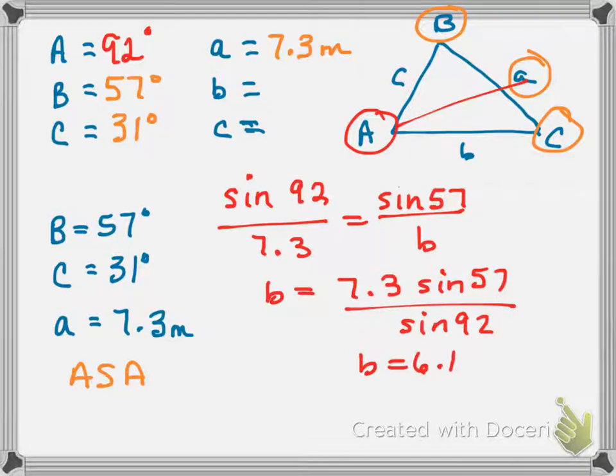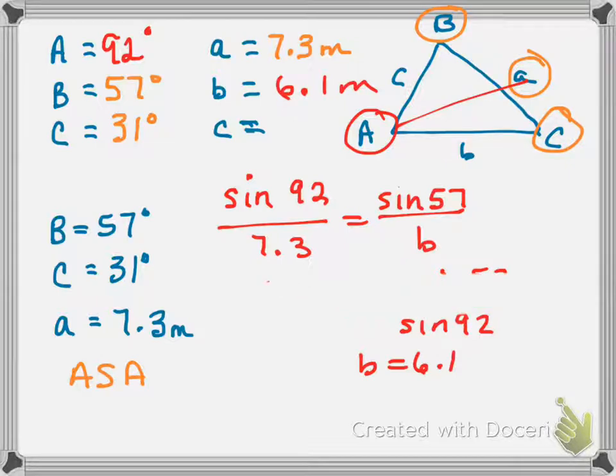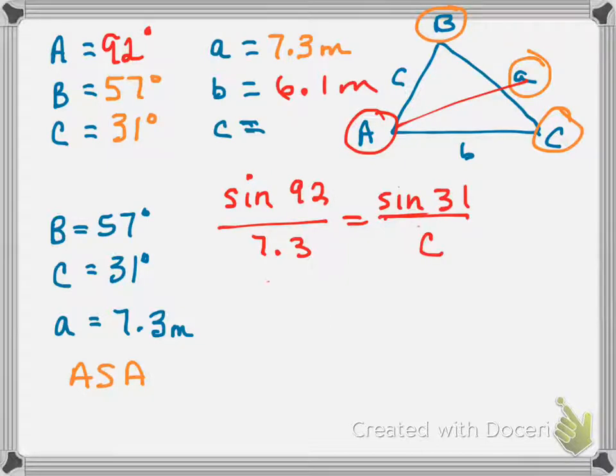6.1 is B. All right, so now I simply have one side length left to find, so I'm once again going to come back to this proportion. I'll just erase this part and do the ratio for angle C. So I'm going to put angle C right here and lowercase c down here. So angle C is 31 degrees. I'm looking for lowercase c, so here we go again. Multiply these two and divide by this one. If you'd rather cross multiply, you can.